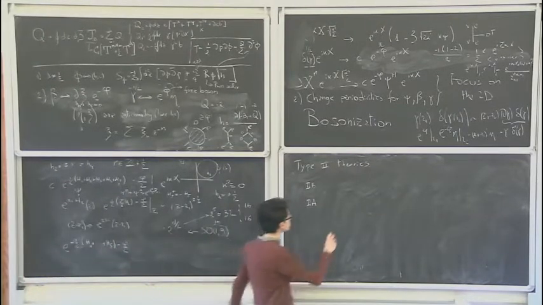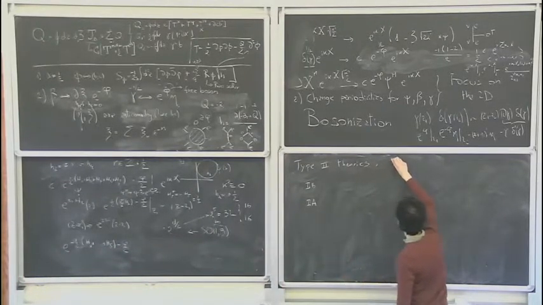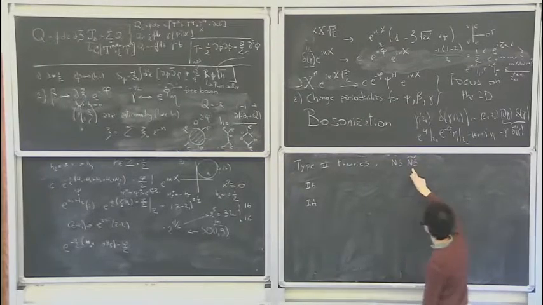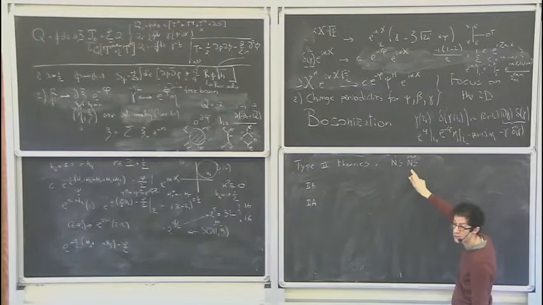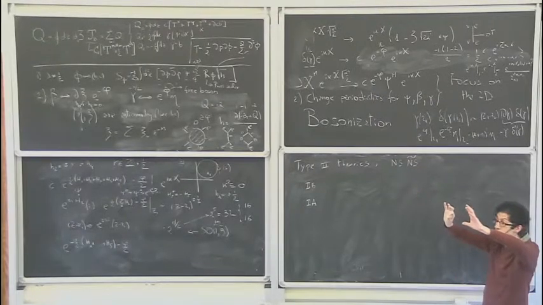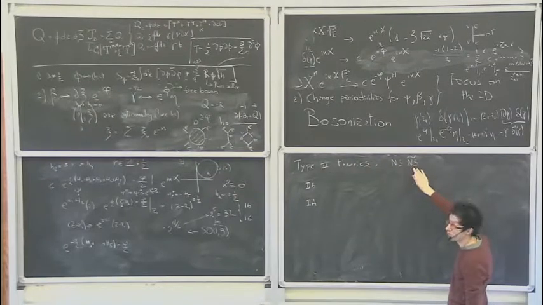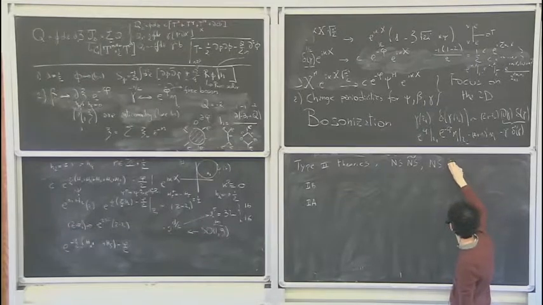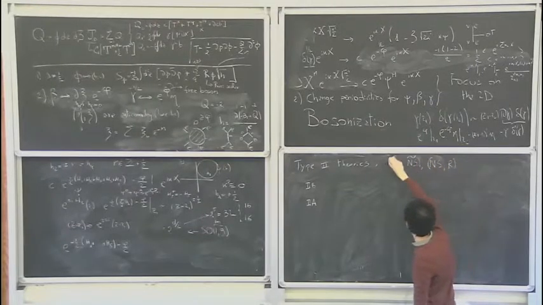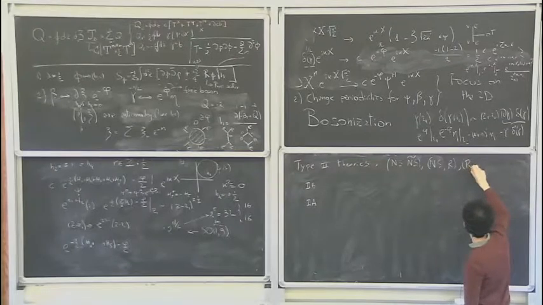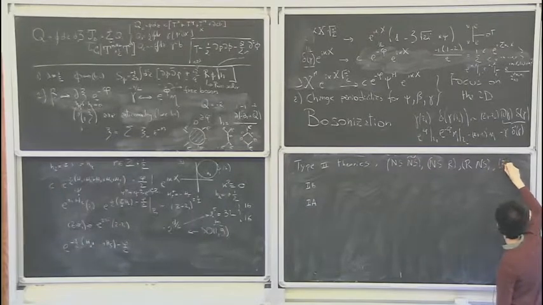So type 2 theories will have a left and a right, holomorphic and anti-holomorphic. I can pair them as I wish. And so I can pair something from Neveu-Schwarz with something with Neveu-Schwarz, something from Neveu-Schwarz with something with Ramond, something from Ramond with something from Neveu-Schwarz, and something from Ramond with something from Ramond.